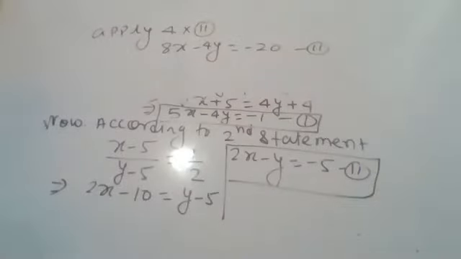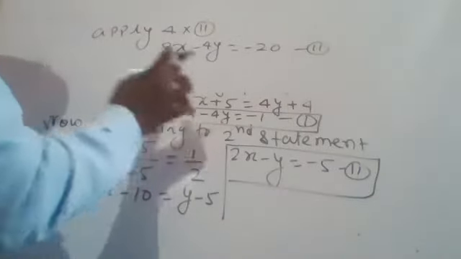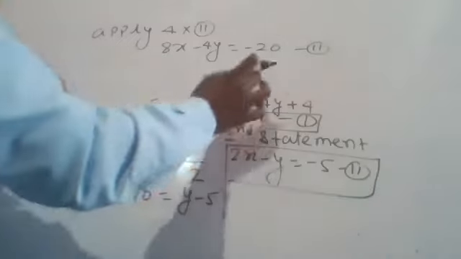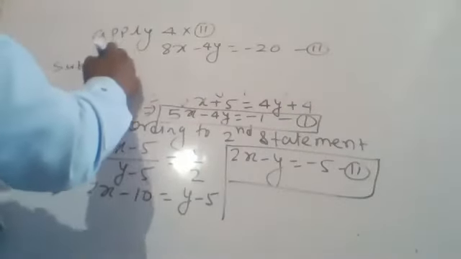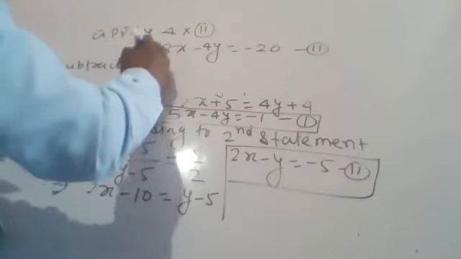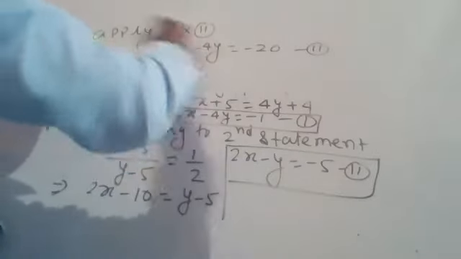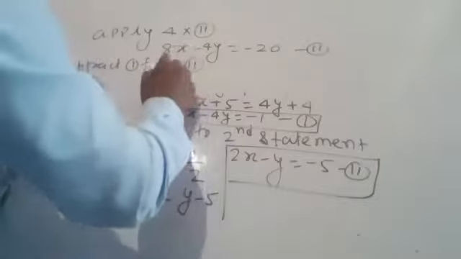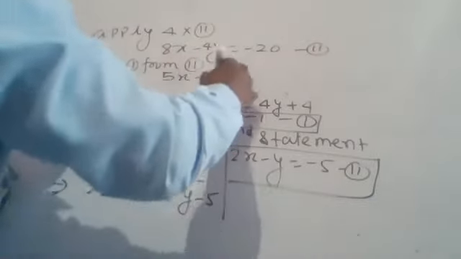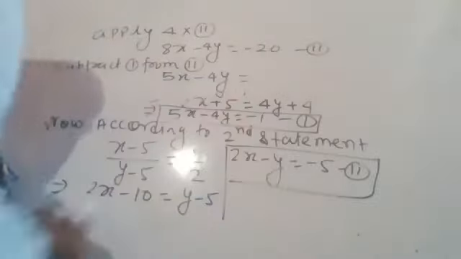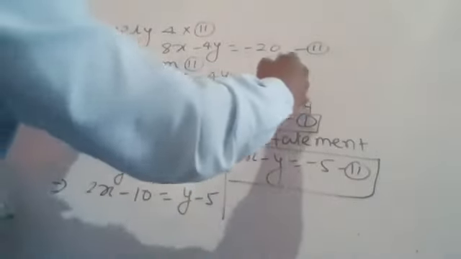Now what do we have to do? We have to just subtract first from second. So what is the first over here? First is 5x minus 4y equals what, beta? Minus 1. So just write it down.